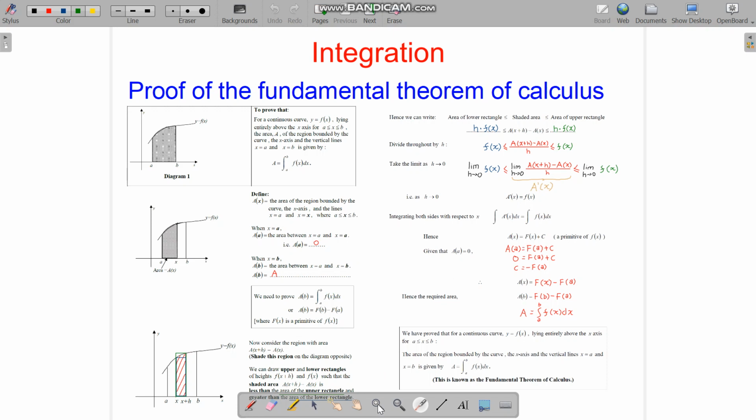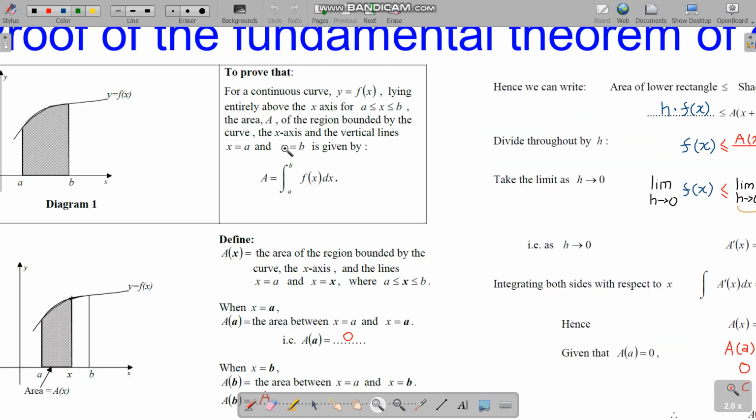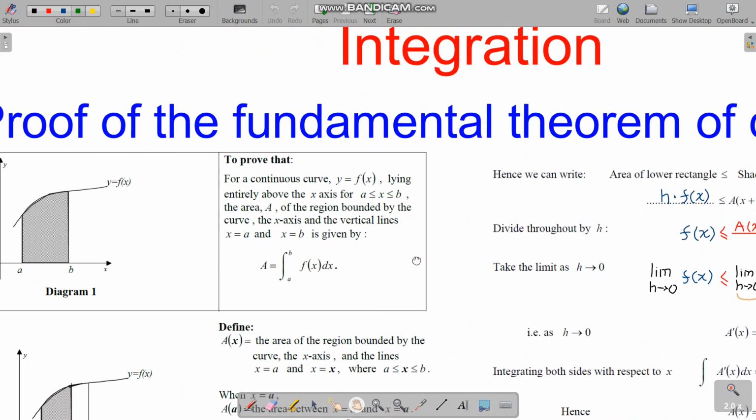Hello everyone, this video is about integration formula derivation. So this is called the proof of the fundamental theorem of calculus.